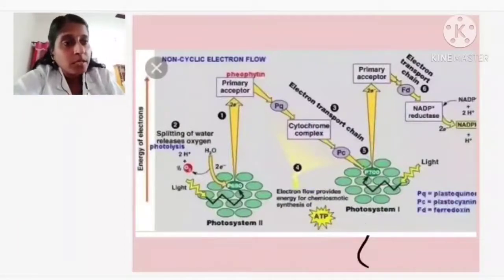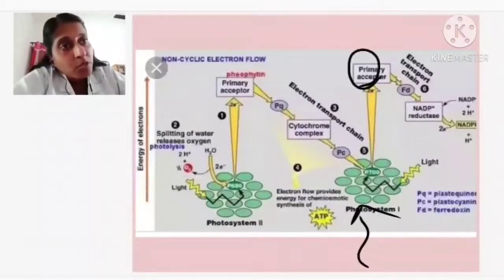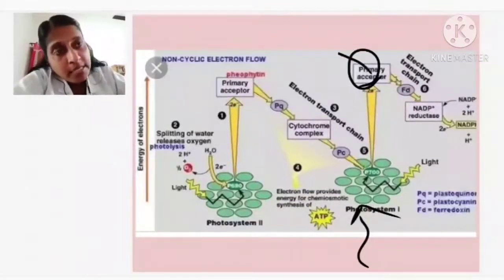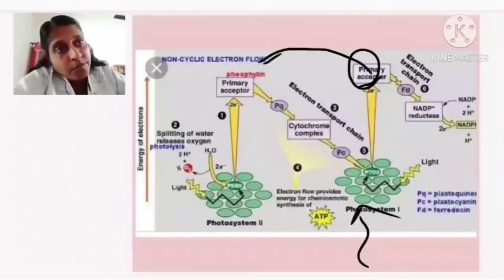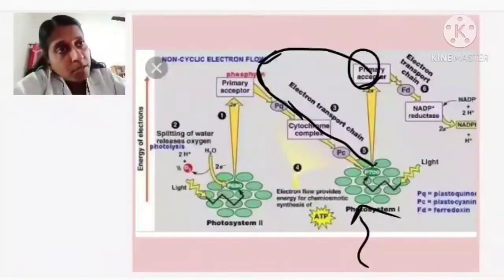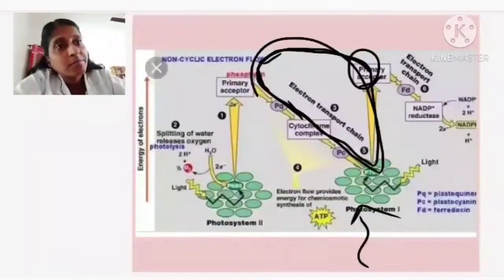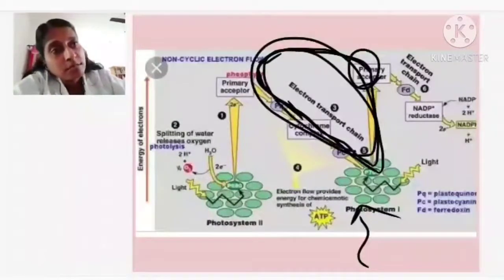So light is falling on pigment system 1, and the electrons are eliminated. Primary acceptor molecules accept the electrons. Then it is accepted by pheophytin. Thereafter, you can find plastoquinone, cytochrome, then plastocyanin. Again, the electron comes here, and primary acceptor molecules accept it again. So like this, the cycle is being continued.